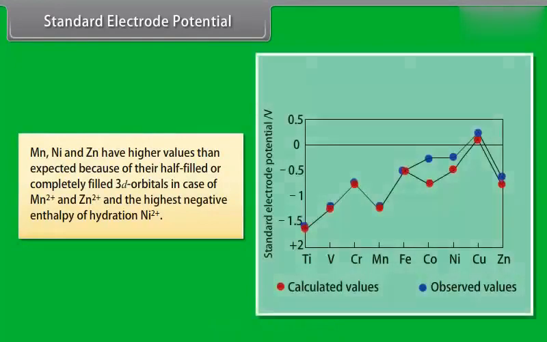Manganese, nickel, and zinc have higher values than expected because of their half-filled or completely filled 3d orbitals in case of Mn2+ and Zn2+, and the highest negative enthalpy of hydration in Ni2+.